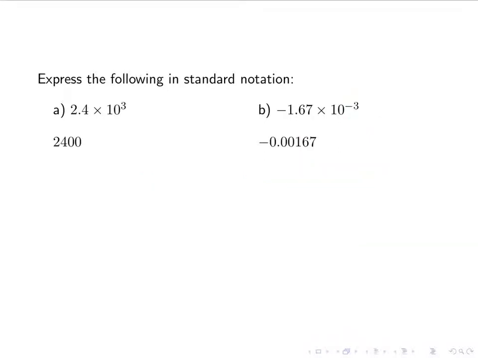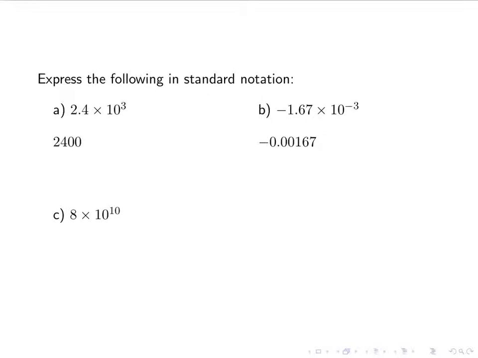So in going from scientific to standard notation, I'm just moving the decimal, whatever the exponent is, places. And if the exponent is positive, I'm moving it to the right because I'm making it bigger. And if the exponent's negative, I'm moving the decimal to the left because I'm making it smaller.